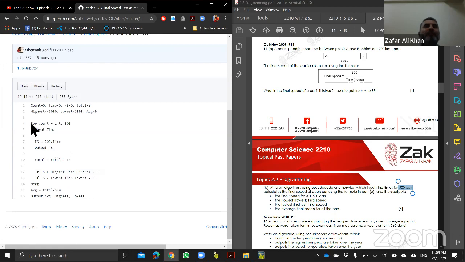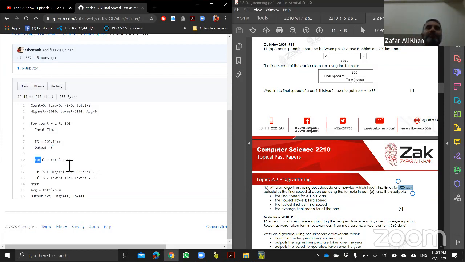Similarly, for count is equal to 1 to 500, because this time we have got 500 cars. Input time. Why not distance? Because distance is constant and it is given. Time is input, then we find the final speed. The variable for final speed is fs, and the formula is final speed is equal to 200 divided by time. And once we find it, the final speed will be output.